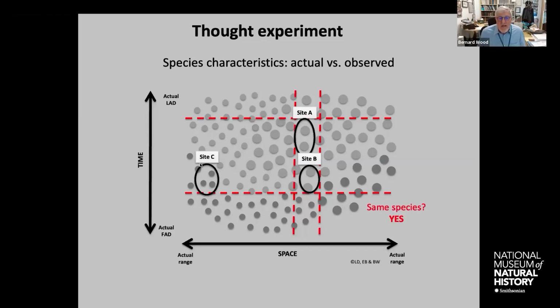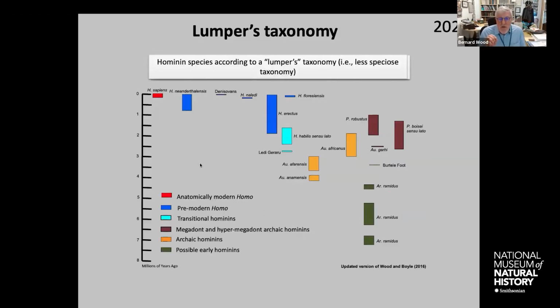The bar chart returns, now titled Lumper's Taxonomy. It has far fewer, larger bars in each color. Text: Hominin species according to a Lumper's taxonomy, i.e., Les Specios taxonomy. Updated version of Wood and Boyer, 2016. So that's why one needs to think that some of the more speciose interpretations may not be correct, although I'm inclined to think that they will eventually be shown to be more correct.